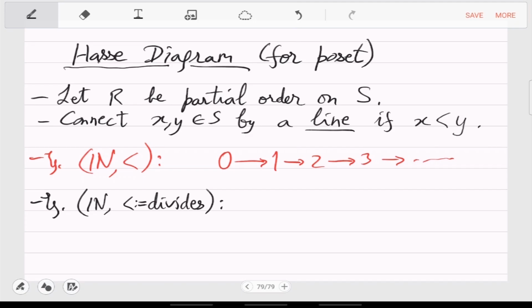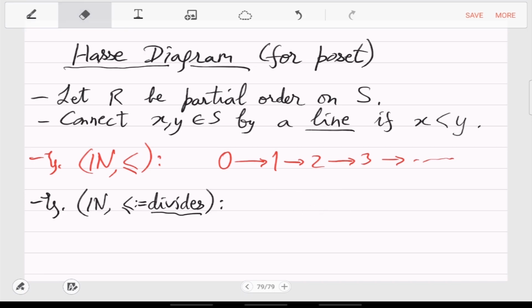If you define less than to be divisibility, so I think I should talk about less than or equal to maybe. That's the thing. So now we are looking at natural numbers with the relationship divides, so A divides B. So what is the picture now? 0 doesn't divide anything, right? Then 1 divides everything. So it starts getting complicated. And 2 divides 4. How do I even draw this?